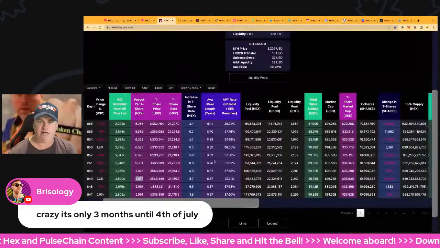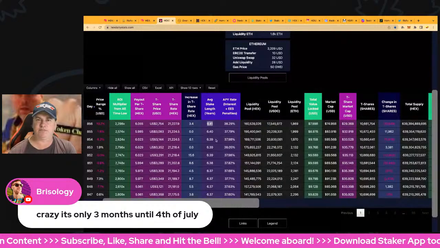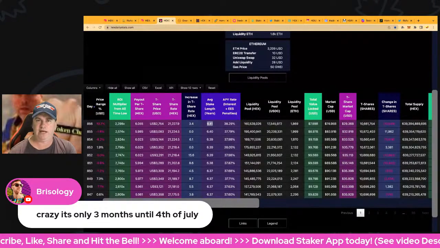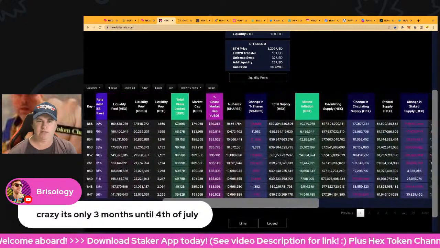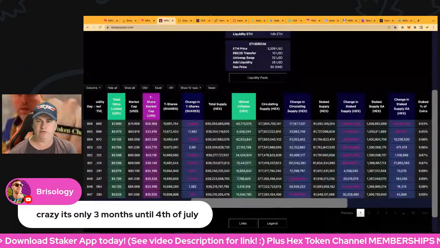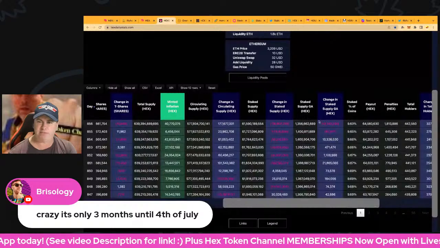I think we've covered it. Oh yes, the average stake length for Hex is now 6.41 years. That is a record. The stakes are pretty much staked longer and longer. So cool, I think that's probably the main one there. I think we've got one more number I want to talk about. Oh, your stake percentage of coins.